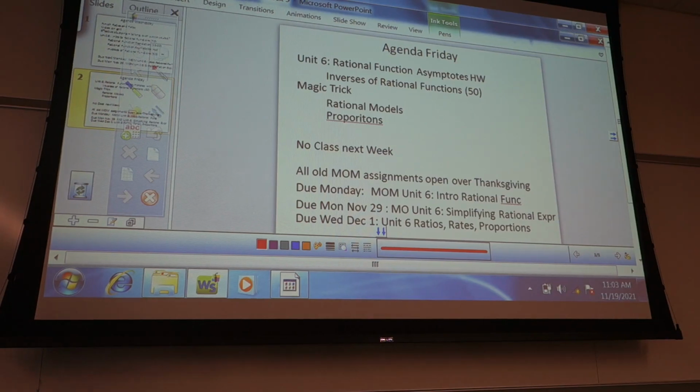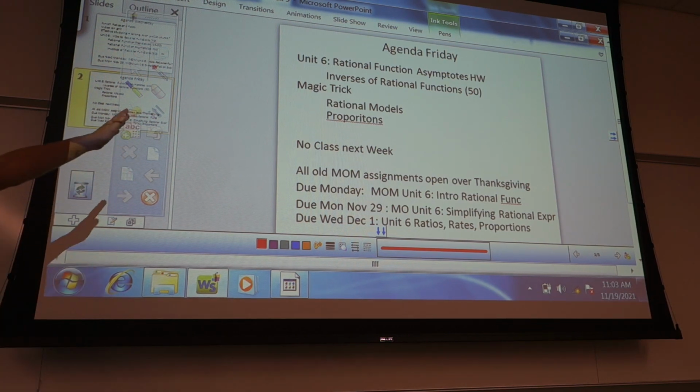We're going to be finishing up that rational function asymptotes homework that we had started last class. We're not going to do the homework at home, we're going to do it in class. And then we're going to do inverses of rational functions. I think I showed you my magic trick last class, actually, so that's already done. My bad. And then we want to get maybe into rational models and proportions.